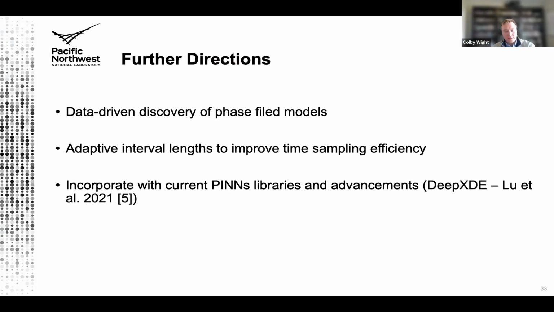And then the final point here is that there's a lot of work being done with PINNs, and a lot of different methods, and it'd be interesting to incorporate some of the methods that we worked on here with some of the other advancements, and we've touched on some of those already, including this DeepXDE network and the methods they use in this library.